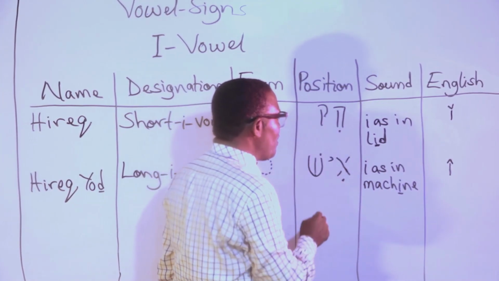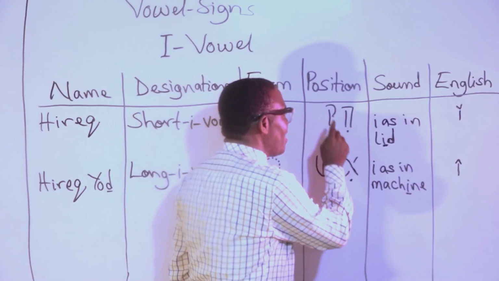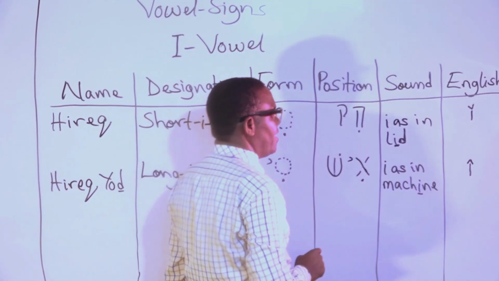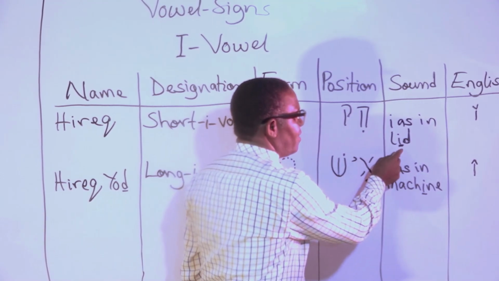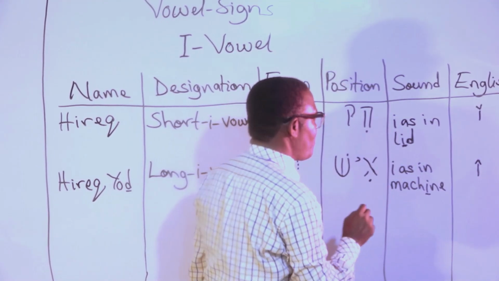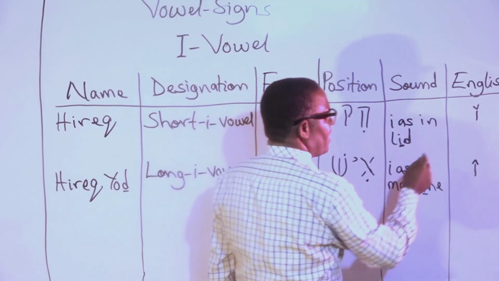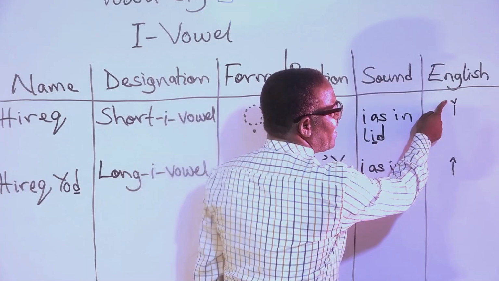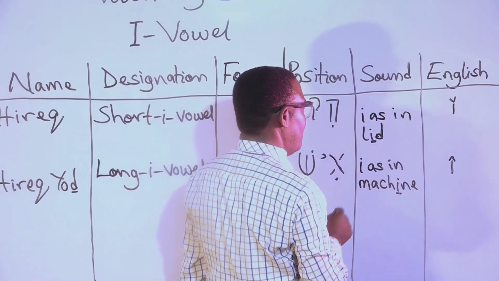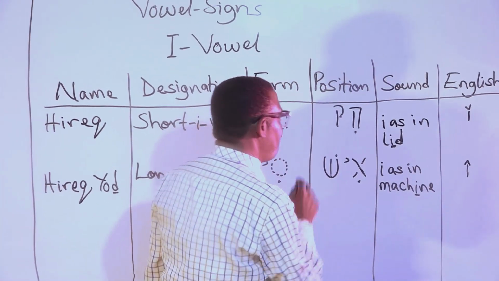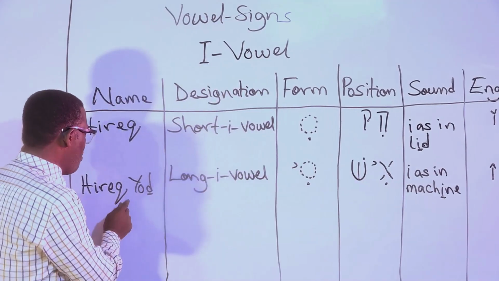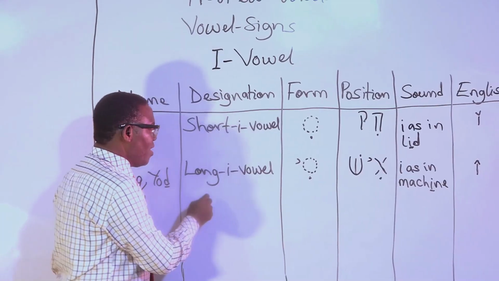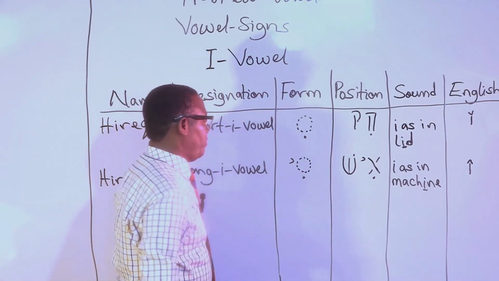Erect is always beneath the consonant, and it sounds as the E in lead. Sounds as E. Then this is English representation. And this sign is always on it to show that it's erect, the third I vowel. Then the second one is erect yod. Erect yod is long I vowel.